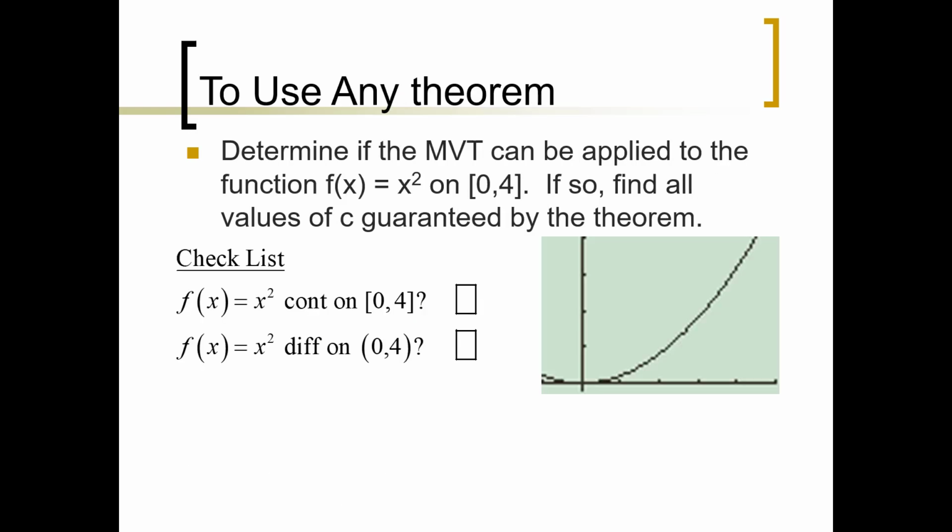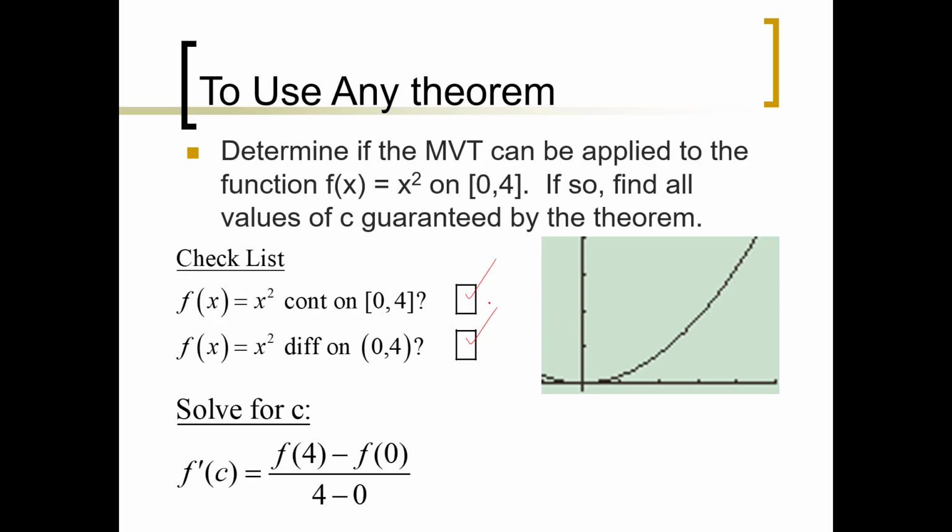So let's determine if the mean value theorem can be applied to the function f(x) = x squared on the interval from 0 to 4. If so, we'll then find all the values of c that are guaranteed by that theorem. So we have a little checklist. First one, is the function x squared continuous on the closed interval from 0 to 4? And certainly it is. And is the function differentiable on the open interval from 0 to 4? Well, the derivative is just 2x, and that always exists, so then certainly it's differentiable. That means we can find all the values of c that satisfy that particular equation.